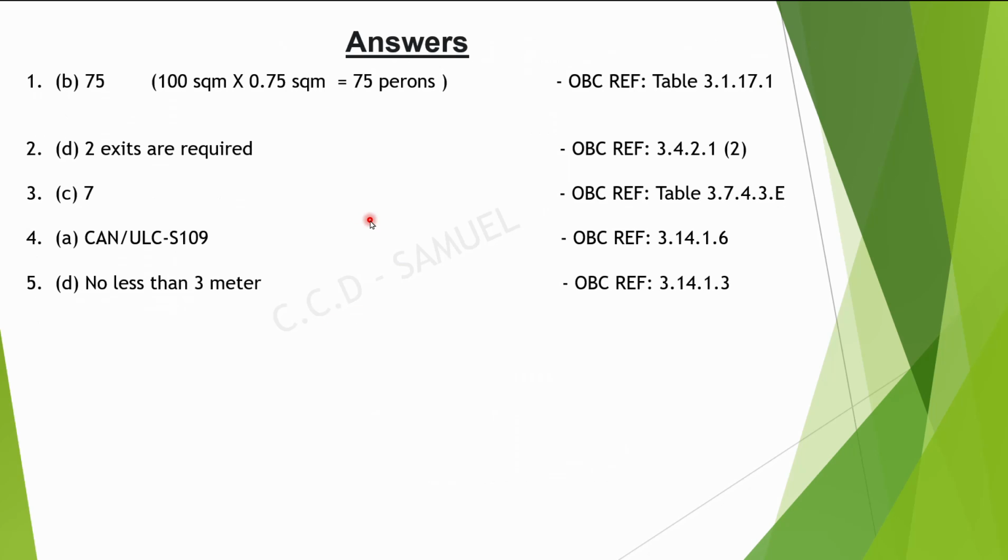Answer for question 1 is B, 75. I did a little calculation here so you know how I got the 75 persons. And I put the OBC reference on your right hand side. Now, question 2, 2 exits are required. Again, reference on your right hand side. Question 3, 7. Question 4, CAN/ULC-S109. And question 5, not less than 3 meters. All references are provided on your right hand side.